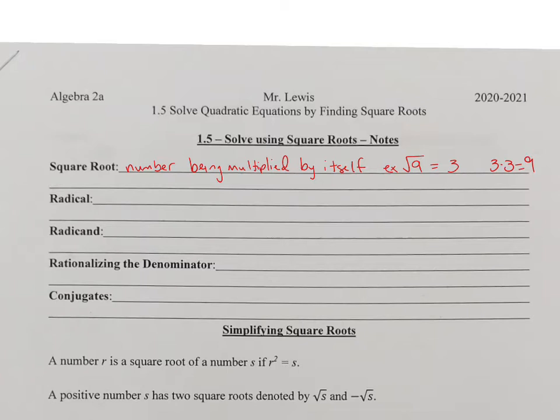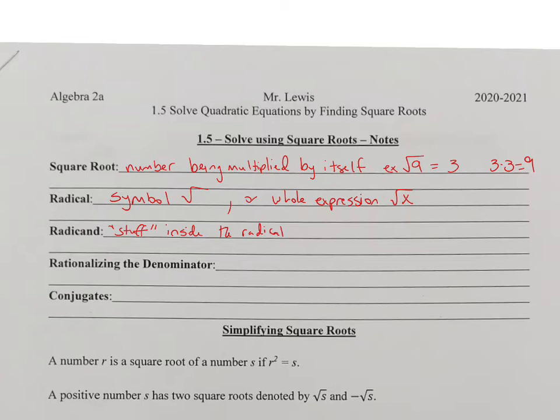The radical is the symbol, or sometimes it's the whole expression. The radicand is the number or just the stuff, because it doesn't have to be a number, it could be variables. So it's the stuff inside the radical. Alright.